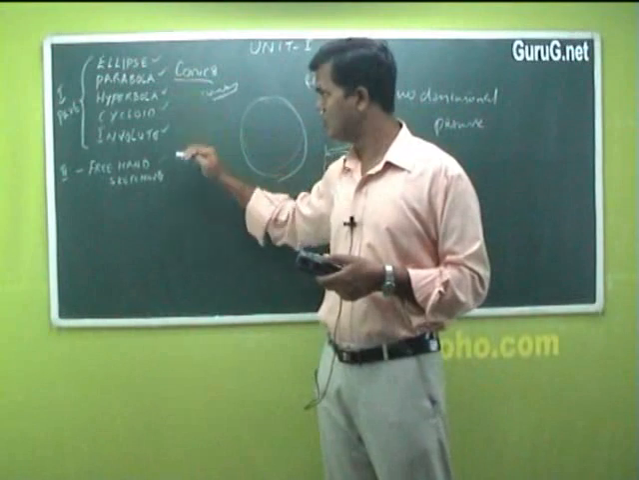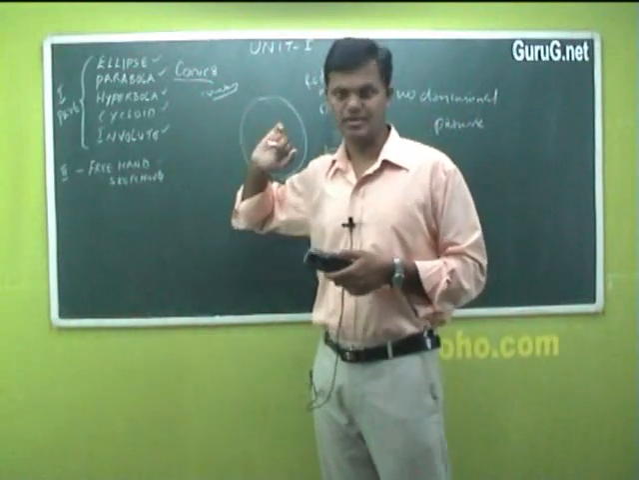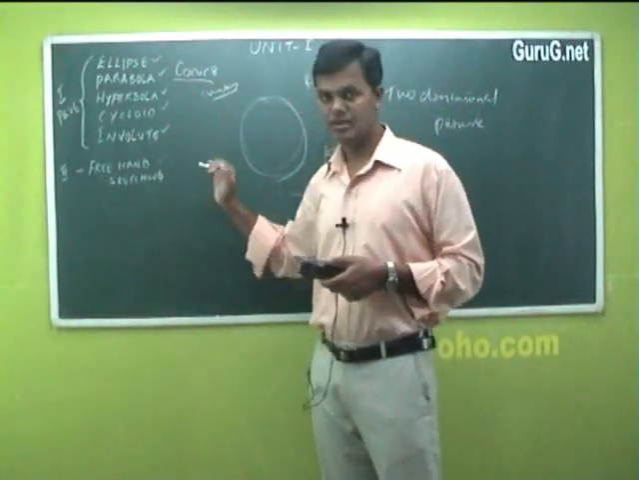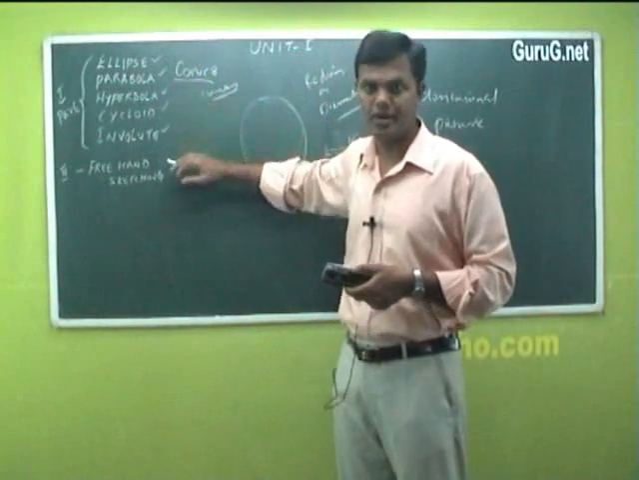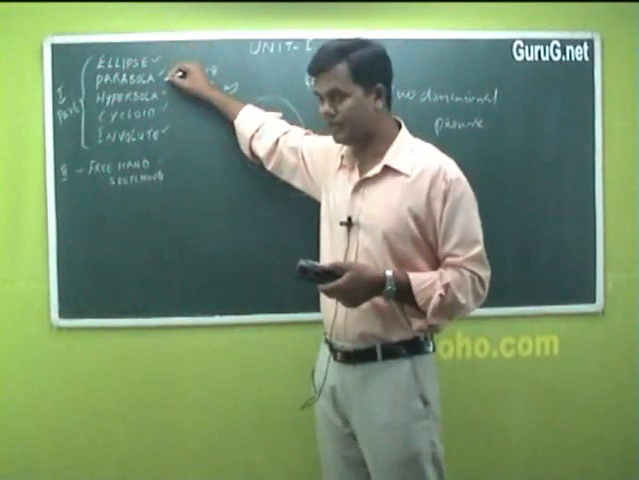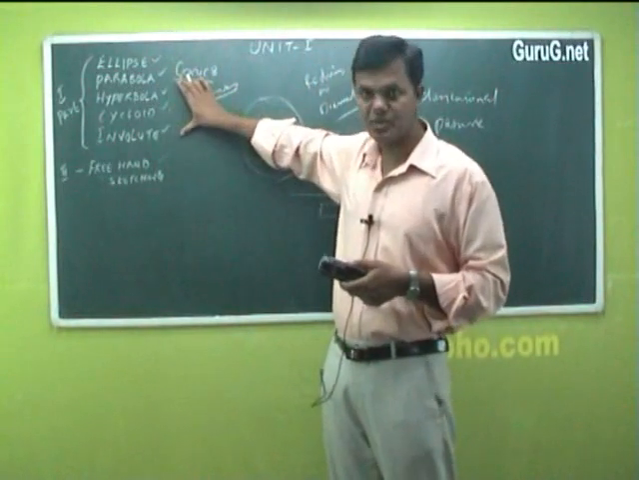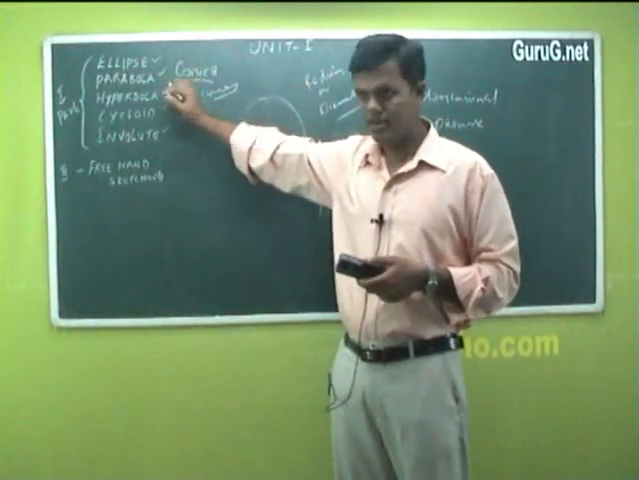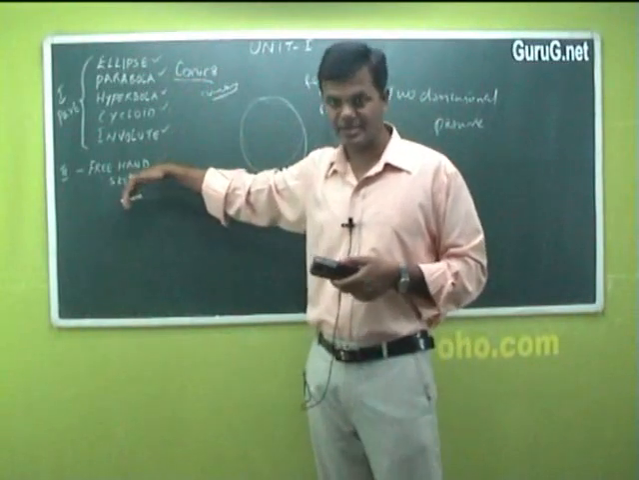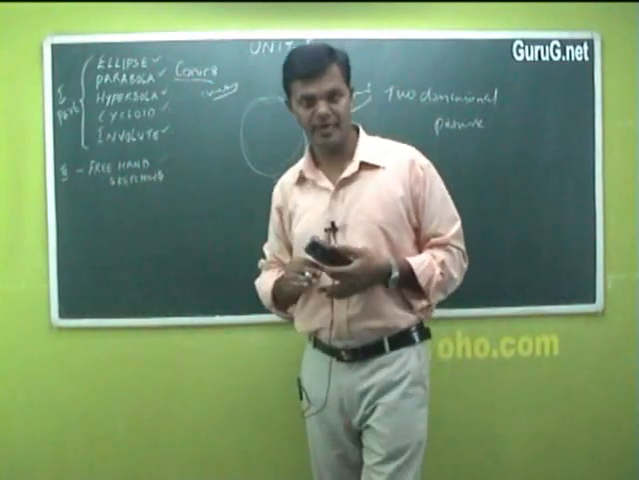So this is how the two parts in the first unit have been divided. That is the idea. We are going to see this one by one, right from the ellipse, then the parabola, then the hyperbola, cycloid and involute in unit number 1. This carries 50% of unit number 1, and the second half is your freehand sketching. Fine.